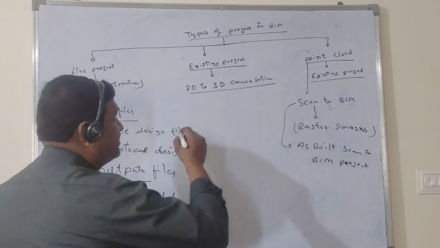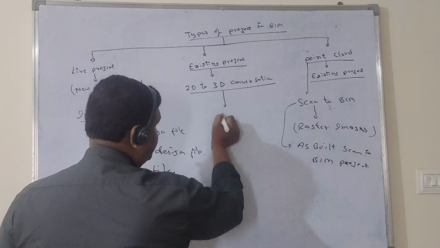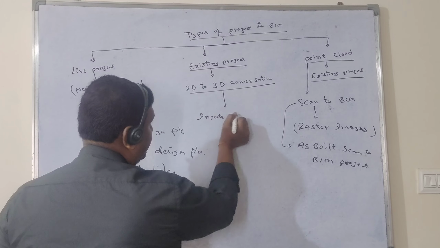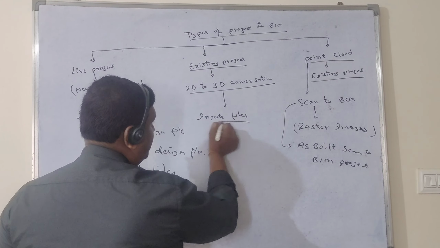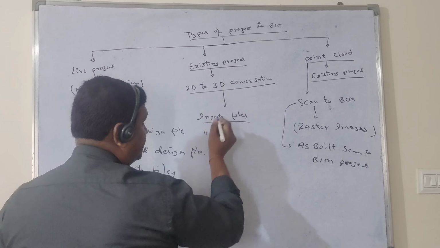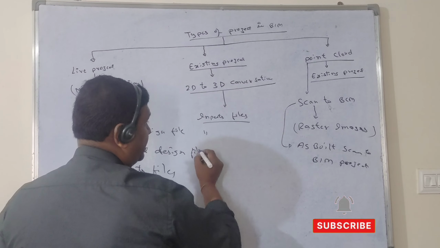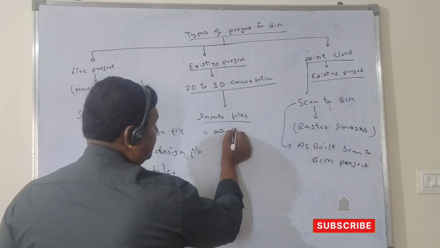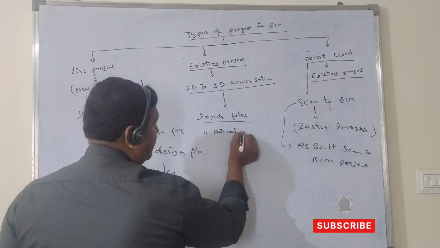Now come to existing projects. Existing projects also you will find input files, because here also we require input files. Without input files, an output file is not possible. So here in existing projects, already 2D to 3D conversion, the AutoCAD file is the primary file.